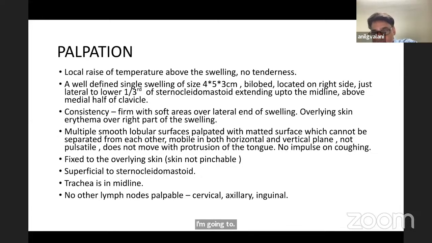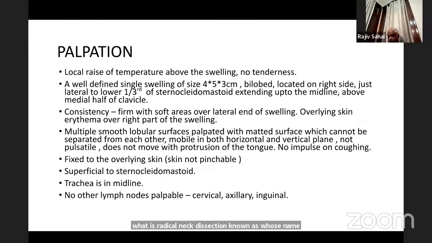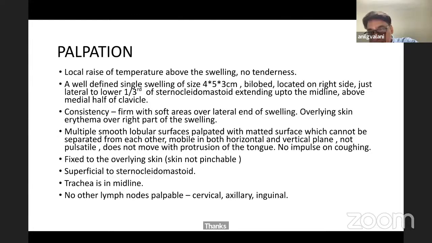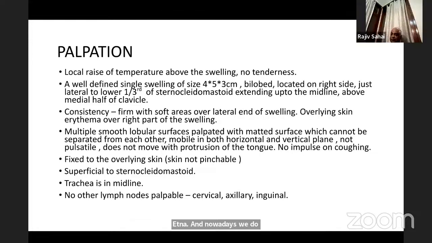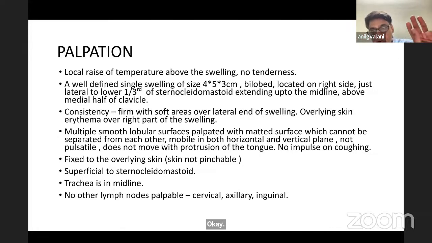For cancer, it is radical. What is radical neck dissection known as? Whose name is it? Classical radical neck dissection. There's somebody's name given to it, no? And nowadays we do modified neck dissections. But the classical radical neck dissection. Are you following? So for cancer, you're going to do radical neck dissection. For tuberculosis, you're going to do conservative. Point number one. Point number two.